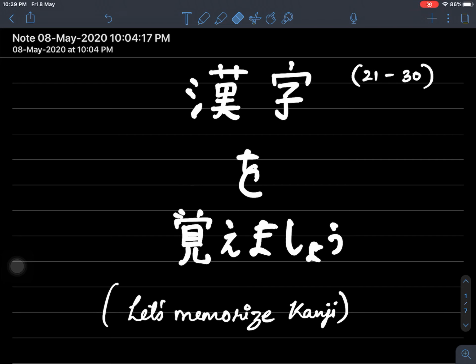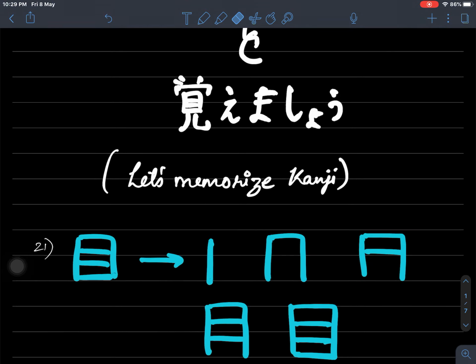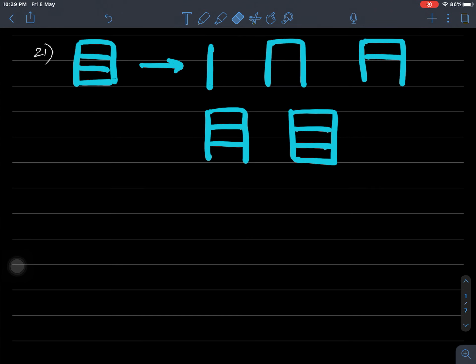Welcome back everyone. Let's memorize kanjis, kanji o oboemasho. Today we'll be covering kanjis from 21 to 30 from the Kodansha Kanji Learner's Course. So let's get straight into it.